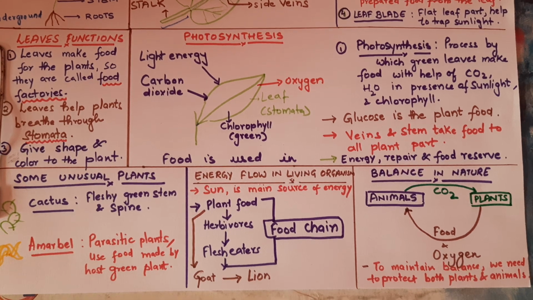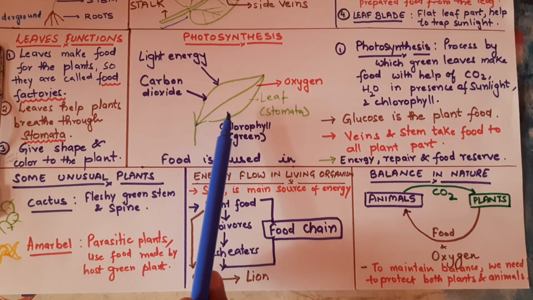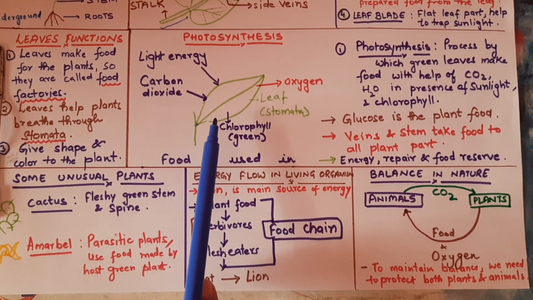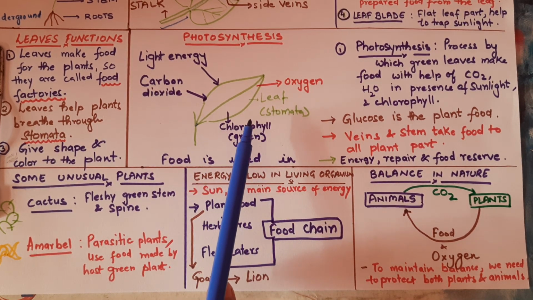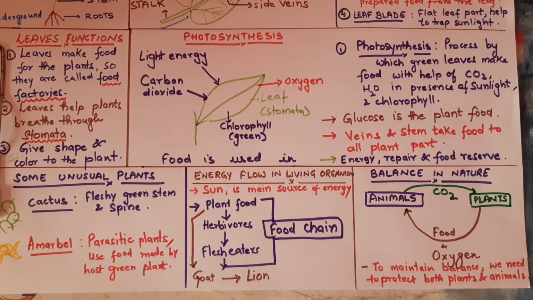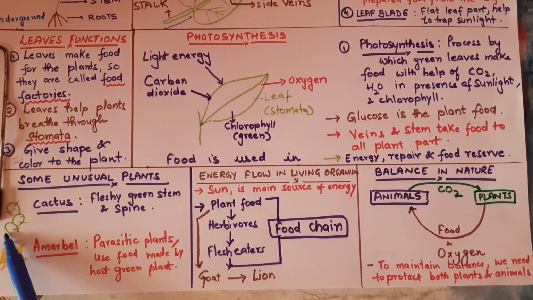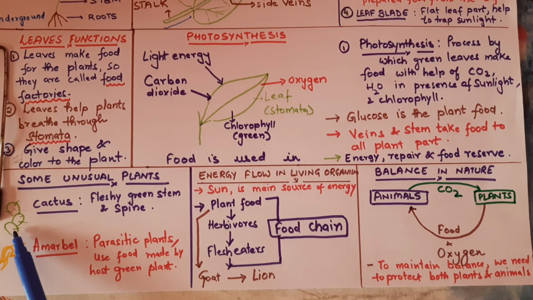Now let's talk about some unusual plants. Most plants have this kind of flat leaves, although the shape of the leaf can vary, but there are some unusual plants like the cactus. So this is the cactus. All of us have seen the cactus. The flat portion is not the leaf. The spines are actually the leaves. The flat portion is the stem and the spines are actually the leaves.